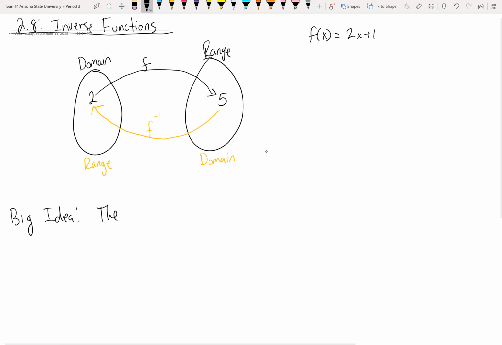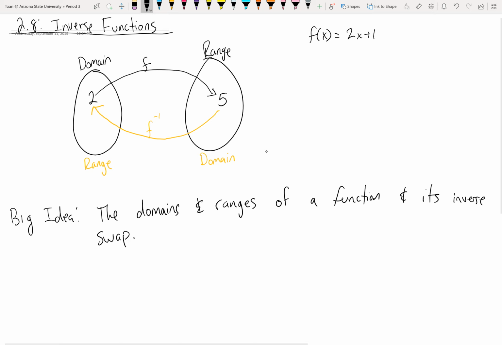Notice the domain of the original function, the black domain, is the same group as the range of the inverse function, the yellow range. So the domains and ranges of a function and its inverse swap. That's the relationship between a function and inverse. All it does is it changes what the domain and range is. Specifically, it swaps them. Right.